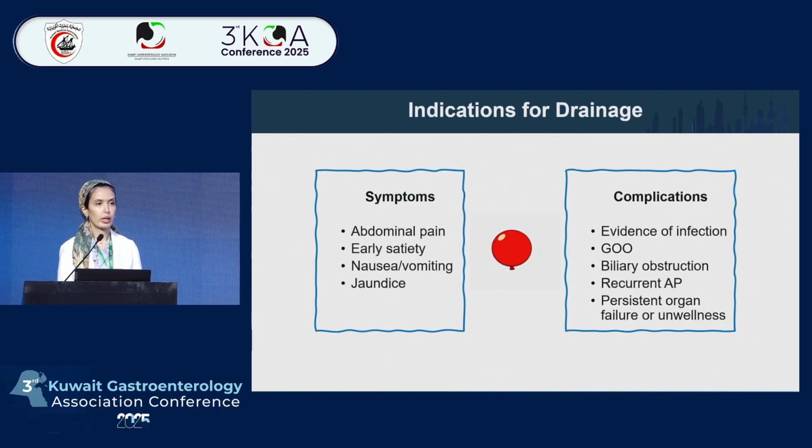So when do we drain these collections? We drain them if they're causing symptoms, such as severe abdominal pain, early satiety, nausea, vomiting, basically symptoms of gastric outlet obstruction, or jaundice if it's causing biliary obstruction, or in patients who have complications, such as evidence of infection, established gastric outlet obstruction, biliary obstruction, recurrent acute pancreatitis, or persistent organ failure.